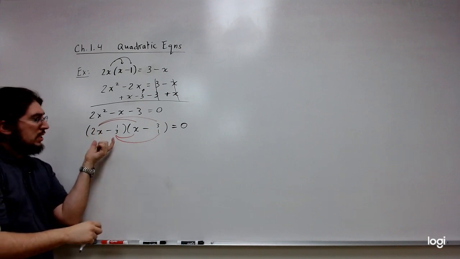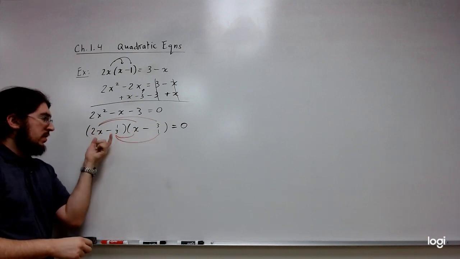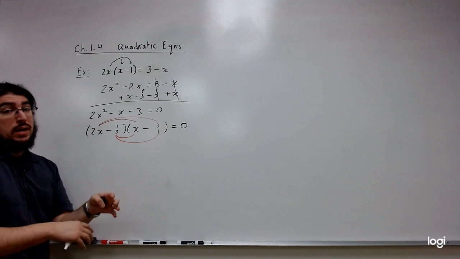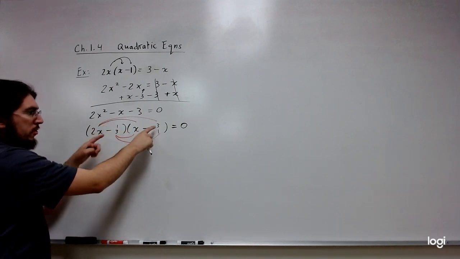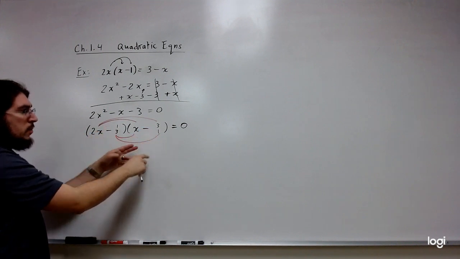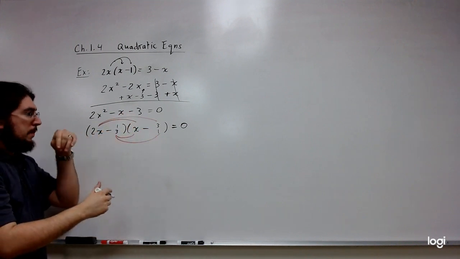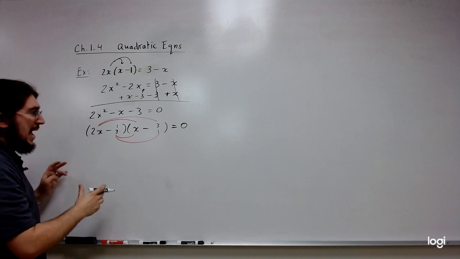In one case we'd have 2x minus 1 and then x minus 3. In the other case we'd have 2x minus 3 and x minus 1. It wouldn't be the same factorization. So notice, no matter which order they're in, 3 times 1 and 1 times 3 still multiply to 3. But we can check each of these to see which ones actually work.